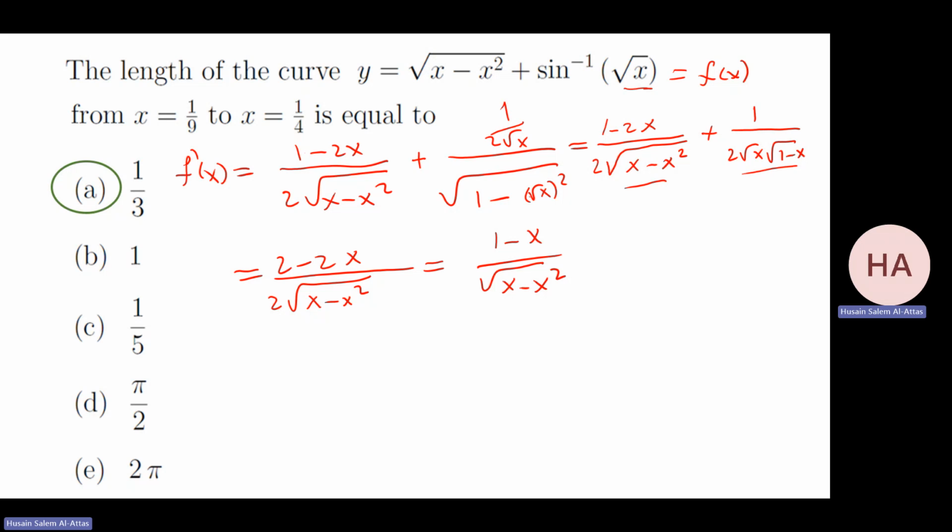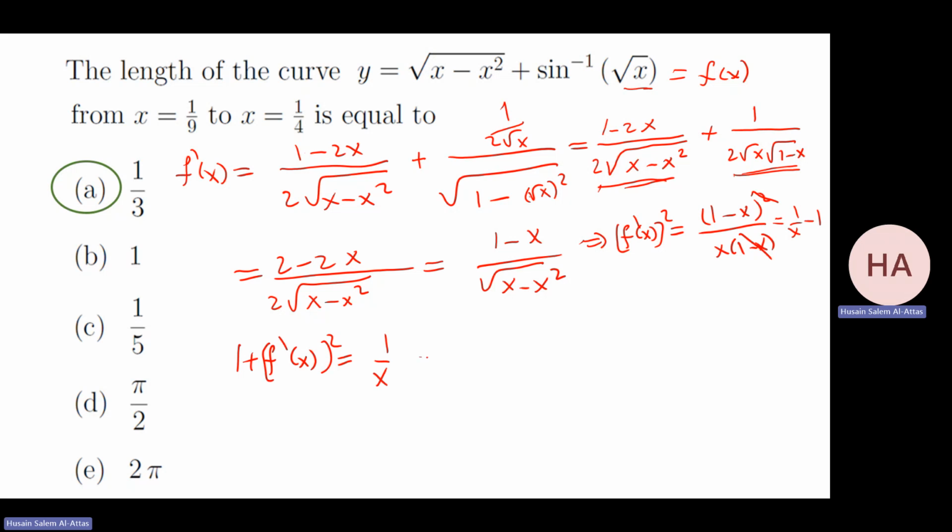Yeah, I think so. I have now the same common denominator. That will make it easier. Now f prime square, now we'll have the cancellation. 1 minus x all square over x times 1 minus x. So this cancels with this, so I have 1 over x minus 1. So 1 plus f prime of x square.